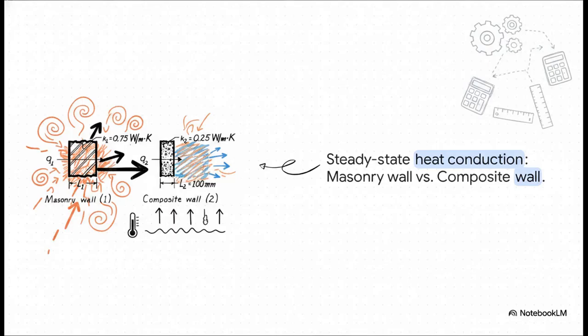To put that into perspective, let's ground this in a highly relatable architectural example from our exam materials, comparing steady-state heat conduction in a solid masonry wall versus a composite wall. Engineers actually use thermal conductivity equations to calculate the exact material thickness they need. For instance, if a masonry wall has a heat conduction rate of 80% compared to a composite one, thermodynamics dictates exactly how thick the engineer must build it to maintain thermal equilibrium.